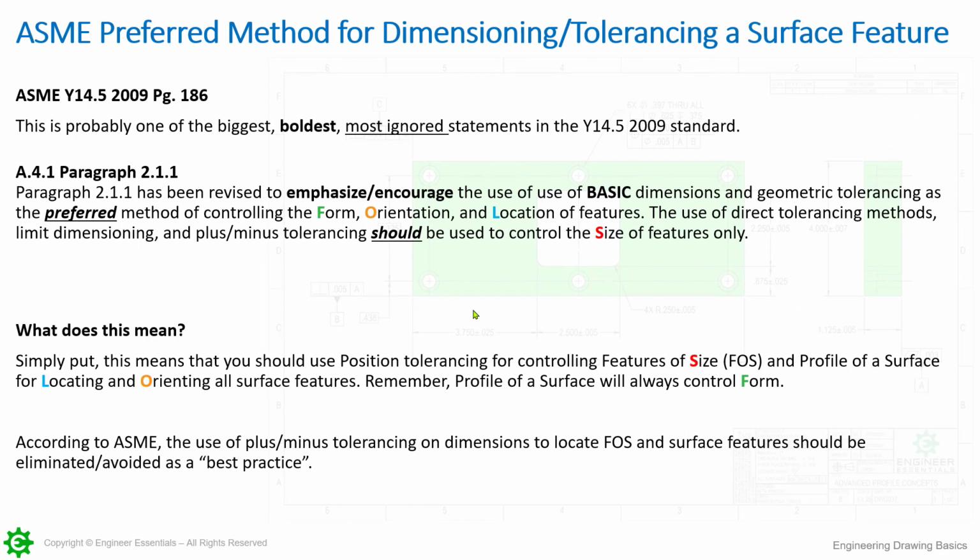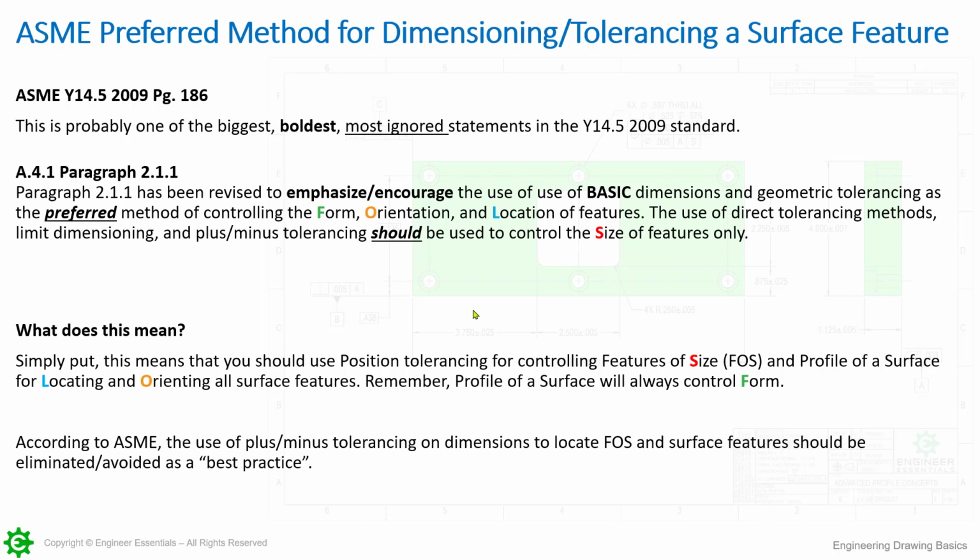Okay, so first I want to show you, like we always try to do in our webinars and these little videos that we make, the rules from the standard, or at least recommendations. It's not always rules. Sometimes it's just recommendations. So up here at the top, the ASME preferred method for dimensioning and tolerancing a surface feature, on page 186 out of the Y14.5 2009 standard.